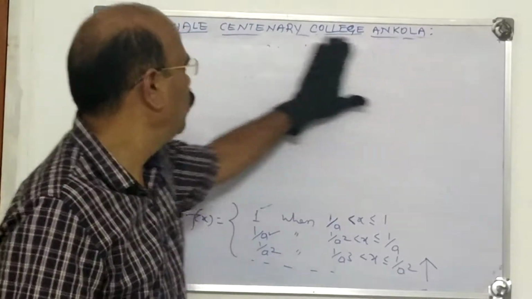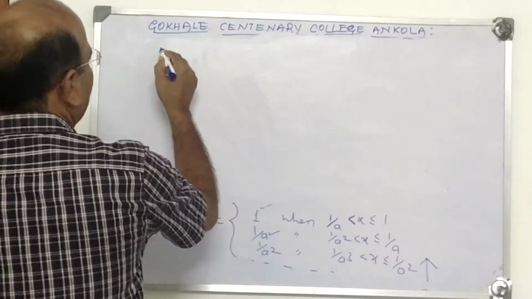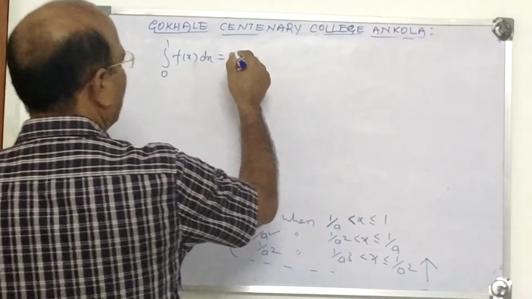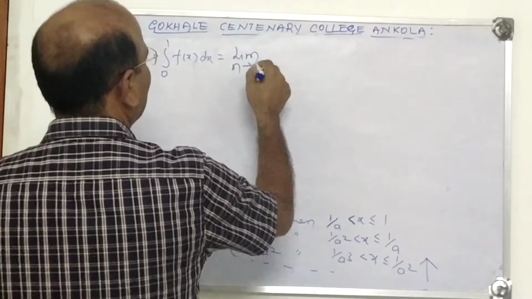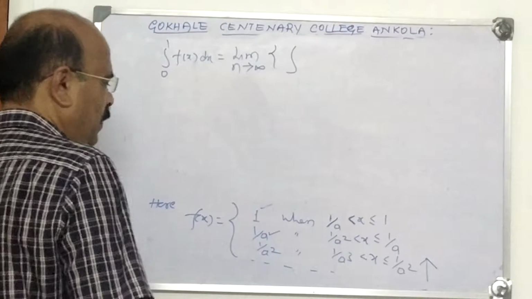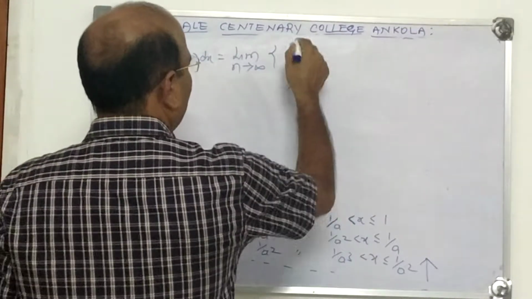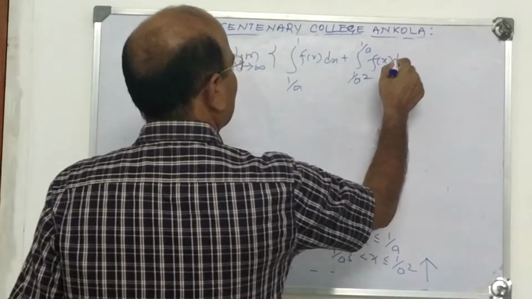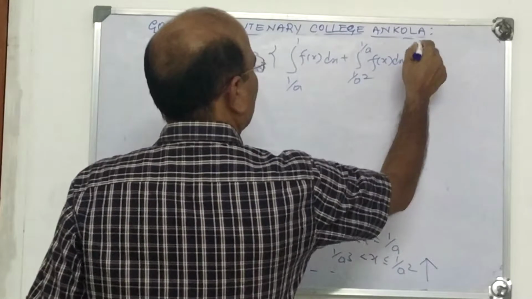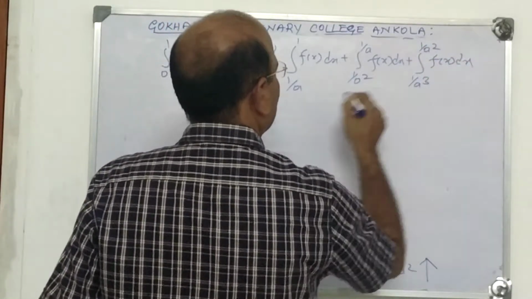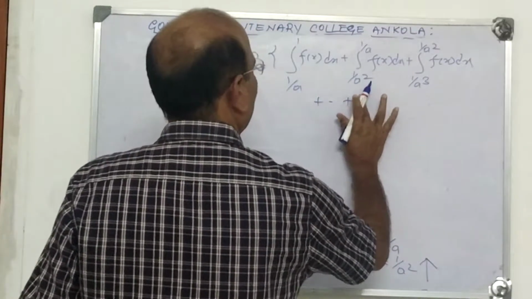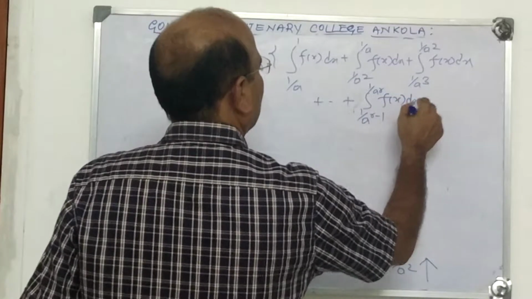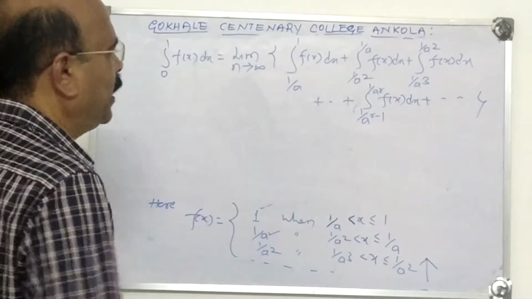Second part is we have to find out the value of the integral. The integral from 0 to 1 of f(x) dx is, in the interval 0 to 1, the limit as n tends to infinity of the integral from 1 upon a to 1 of f(x) dx plus the integral from 1 upon a square to 1 upon a of f(x) dx plus 1 upon a cube to 1 upon a square of f(x) dx plus so on, up to 1 upon a raised to r to 1 upon a raised to r minus 1 of f(x) dx plus so on. N number of terms to be taken and n tends to infinity.